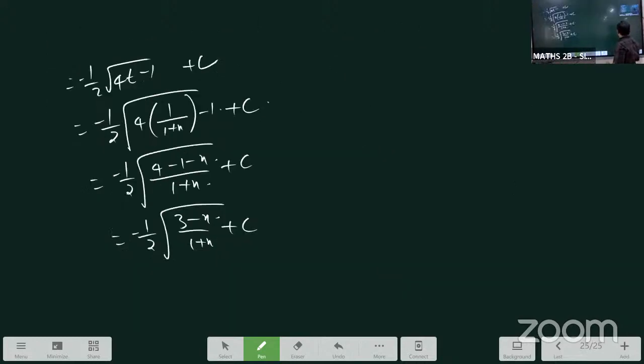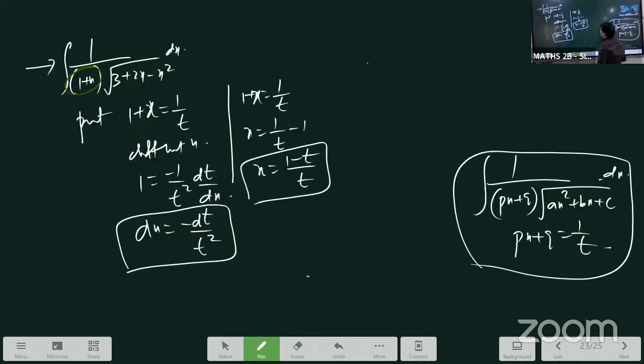Once again, I'm repeating this model. What is this model? It says, if it is in the form of integration of 1 by (px plus q) into under root of (ax square plus bx plus c), then px plus q, you are going to take it as 1 by t. Differentiate with respect to x: 1 equal to minus 1 by t square dt by dx, then dx equal to minus dt by t square. Now 1 plus x is nothing but 1 by t, x in terms of t we also want, right?